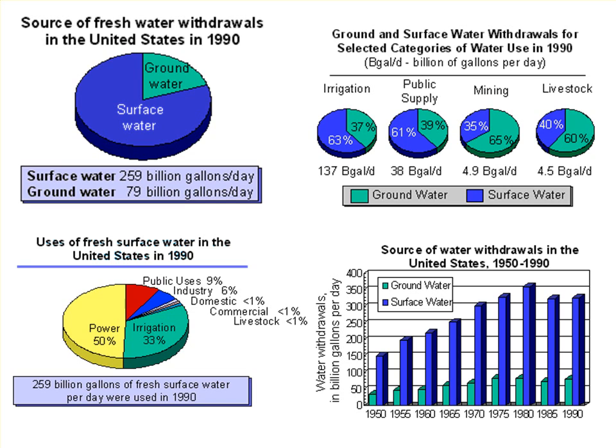Describe how the United States uses its water. Okay, so we've got a couple different images here that you can use to figure out how the U.S. uses its water. On the upper right, we've got it broken down by groundwater versus surface water for each of the main uses. 137 billion gallons per day goes to irrigation. 38 billion gallons per day goes to public supply. 4.9 billion gallons goes to mining. And 4.5 billion gallons goes to livestock.